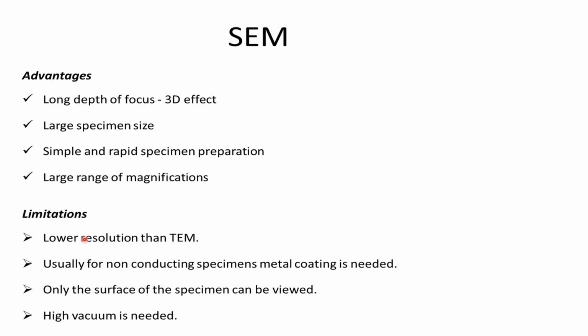And now we discuss the limitations. The first one is lower resolution than TEM. In SEM, we get lower resolution as compared to TEM. Usually for non-conducting specimens, metal coating is needed. Only the surface of the specimen can be viewed. We cannot view the internal structure of the sample. And when we use SEM, we need a high vacuum, which is difficult to maintain.